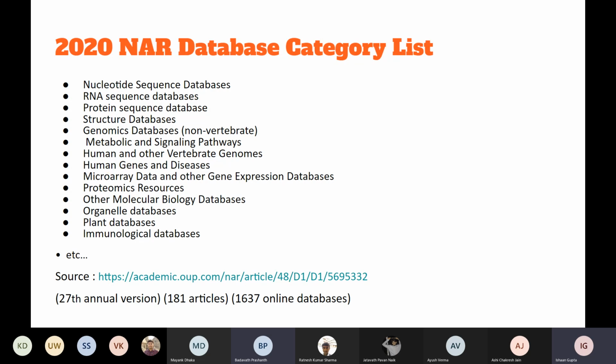Can somebody tell me the name of one such database that you have worked on in the lab, last lab? OMIM. Yeah. So OMIM is one example.